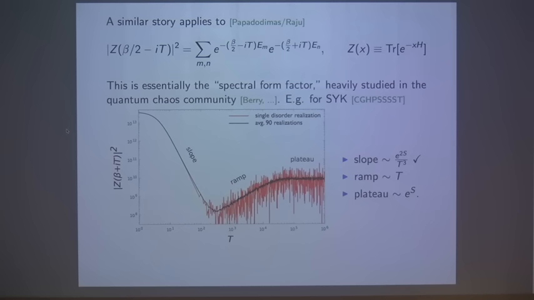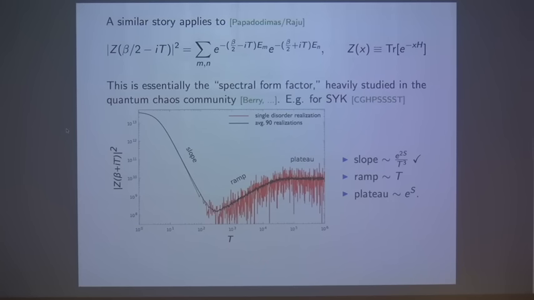So there are three qualitatively different regions of this curve that have been labeled slope, ramp, and plateau. In the slope region, this function is indeed decaying, and it has a check mark next to its name because it has been previously understood analytically. It starts out large, of order e to the 2 times the entropy, but it decreases with time.